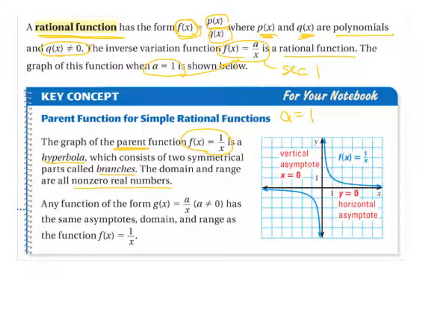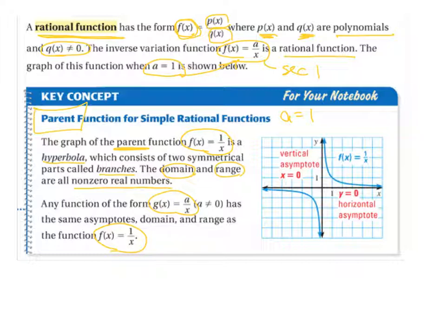Our domain is my input, my x value, and my range is my output, my y values. They are all non-zero real numbers. Any function of the form g of x equals a over x, where a doesn't equal 0, has the same asymptotes, domain, and range as the parent function. Okay, so it's important with the parent function.